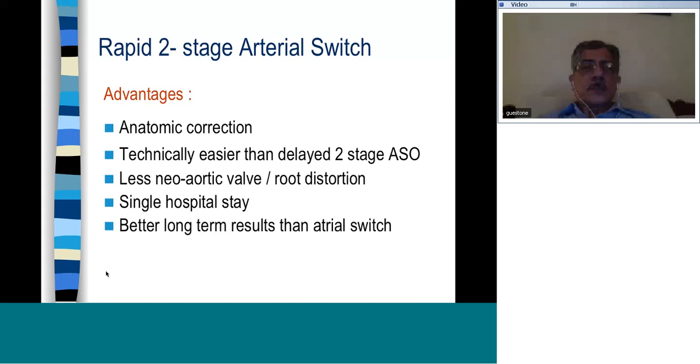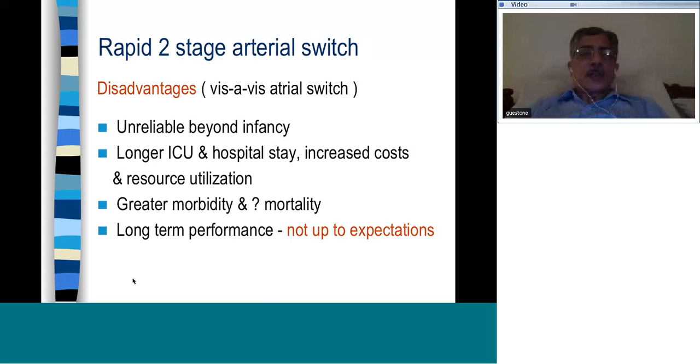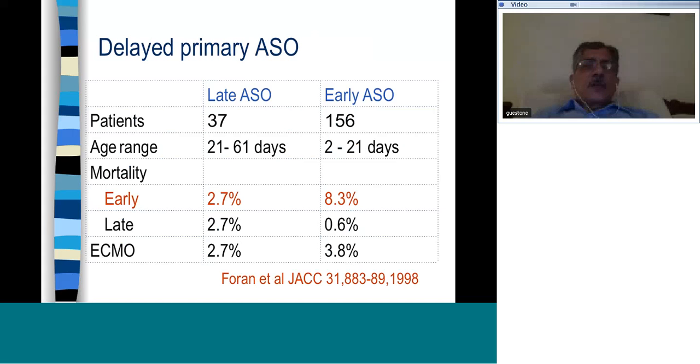The disadvantages, of course, are that the costs multiply because there is a much longer hospital stay as well as ICU stay. And because it requires a lot more fine-tuning in the interval period, there's greater morbidity and mortality. And the long-term performance, unfortunately, was not as up to expectations as one had assumed. And so because of that, the concept of delayed primary arterial switch developed, as people started doing slightly older and older patients. It was realized that the earlier concept, that the arterial switch has to be performed within the first 2 weeks, was not entirely true.